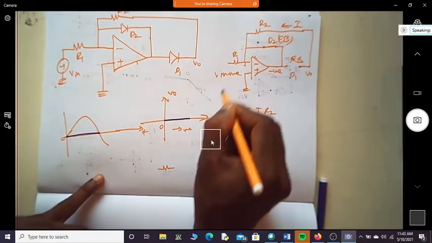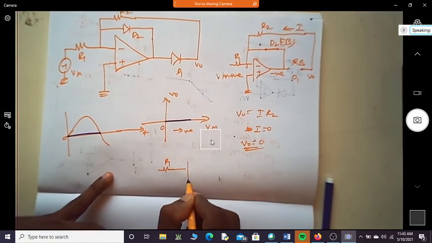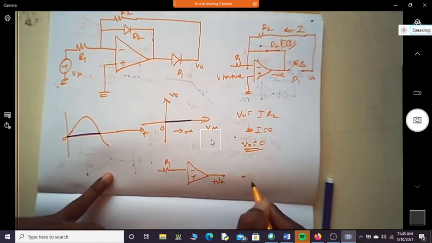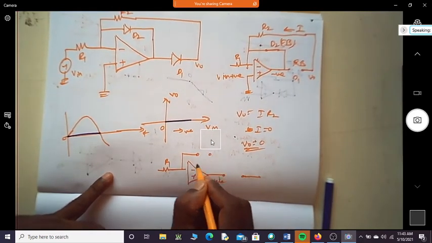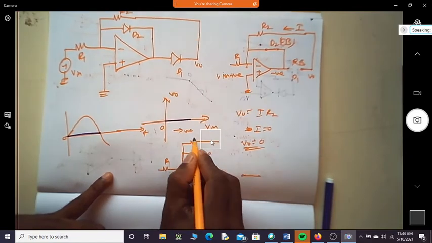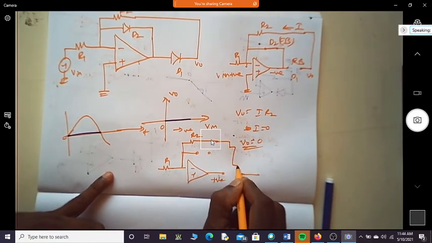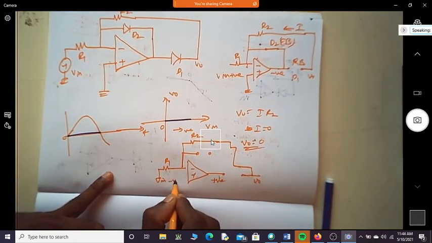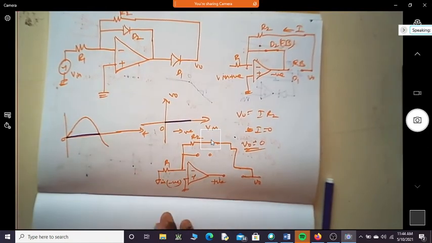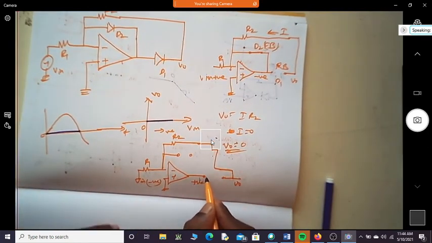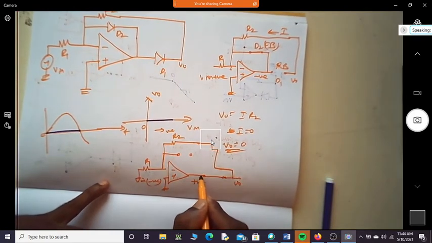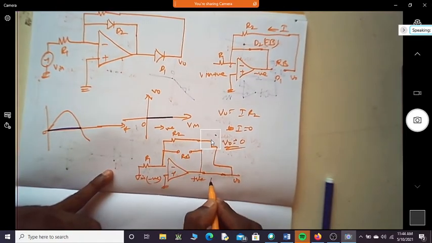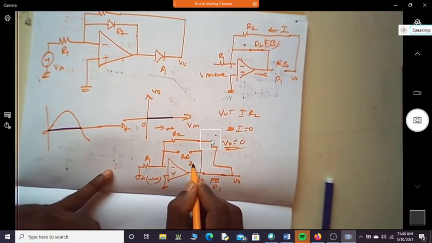So let me write this as R1. This is R1, minus plus. I'm going to have positive voltage. I have a diode, and I had one more diode here. I had a resistor R2, connected here. This is V0. This is your V in, which you are looking at negative. This is grounded. So since it is positive, this is on, and since this is positive, this is reverse biased. Correct? This is D1, D2.